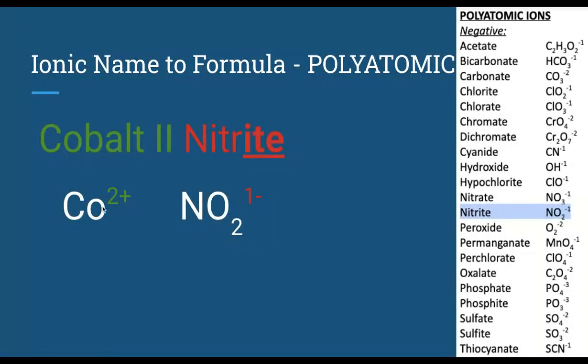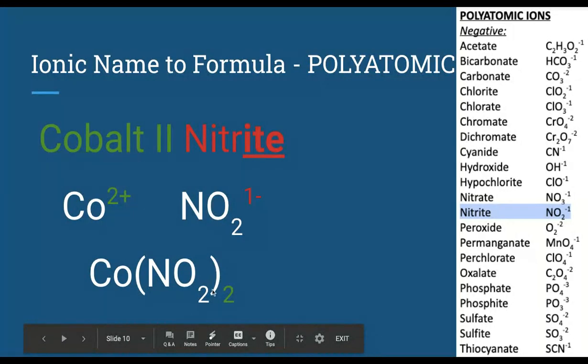I am going to identify my cation and its charge. I'm going to identify my anion and its charge, and then I will crisscross those charges to create my formula. Notice that my polyatomic gets parentheses when I create the formula.